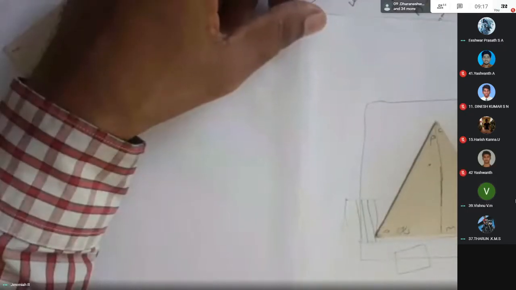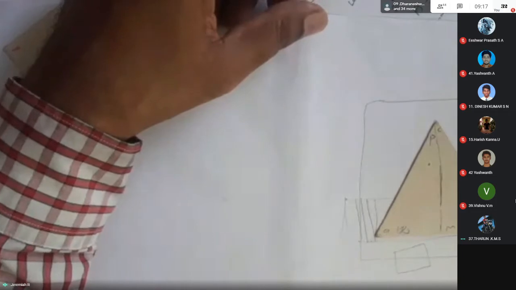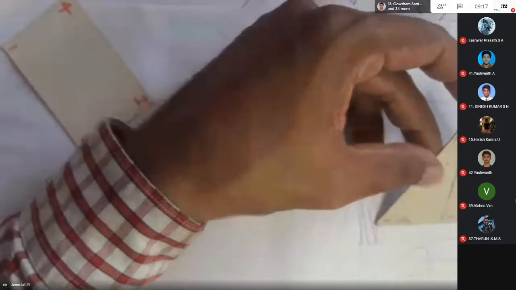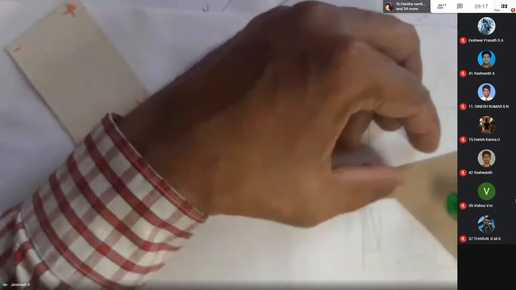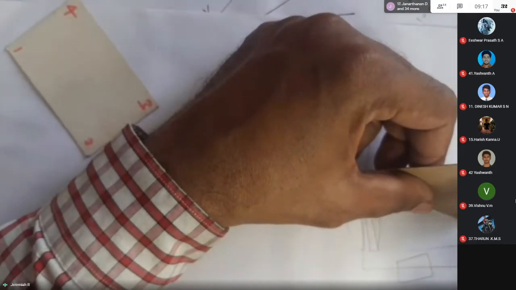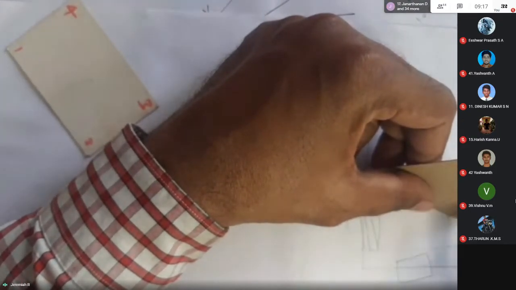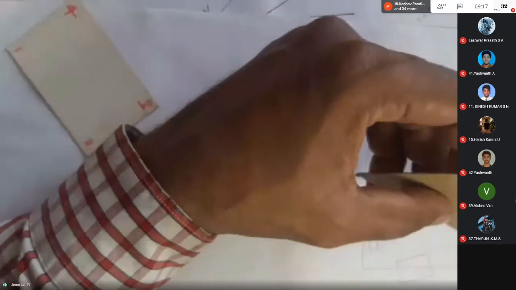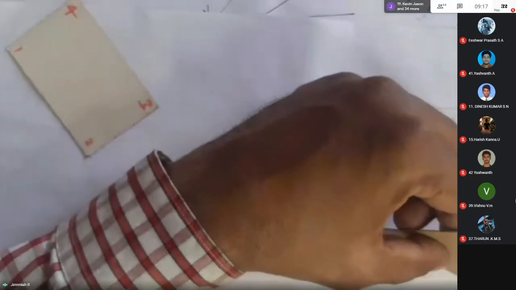So actually I prepared the PPT also because the laptop is not working. So this is a lamina. This is a triangle lamina. This is called surface. This side is called base side or base edge. This is called corner. There are 3 corners: 1, 2, and 3.